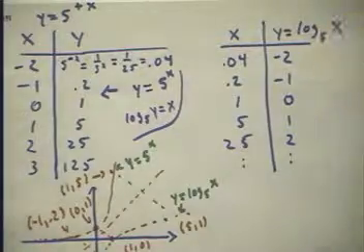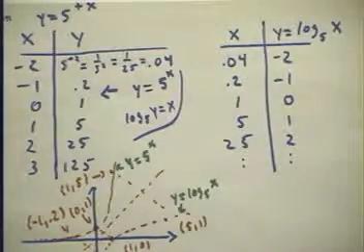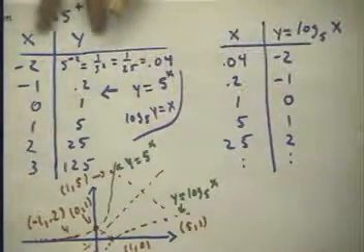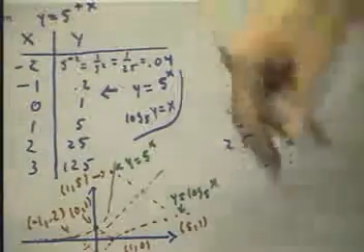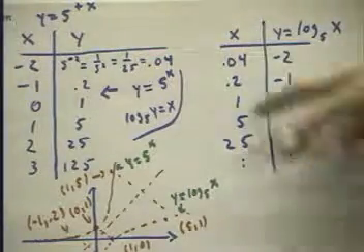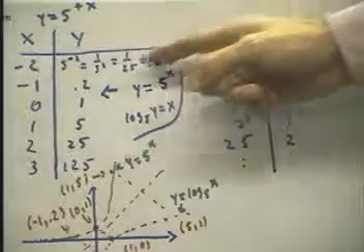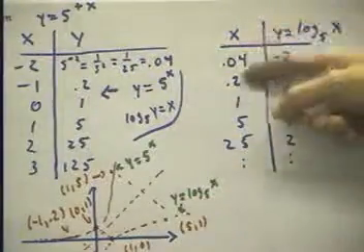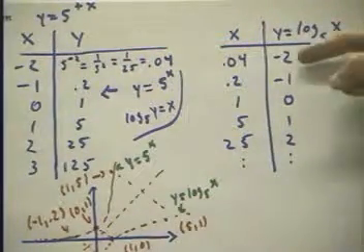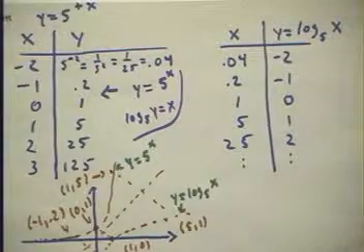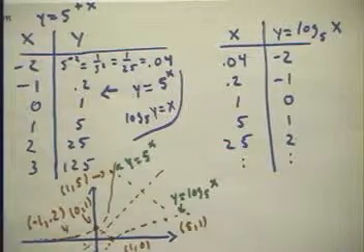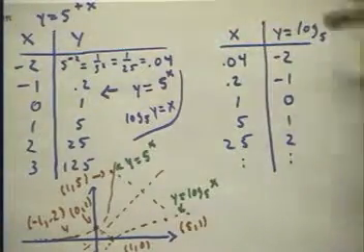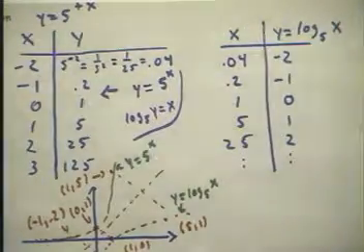To construct a table for the log to the base 5 of x, we simply reverse the columns of this table. And x becomes 0.04, 0.2, 1, 5, 25. Y becomes -2, -1, 0, 1, 2, and so forth. And that becomes a table for log to the base 5 of x.